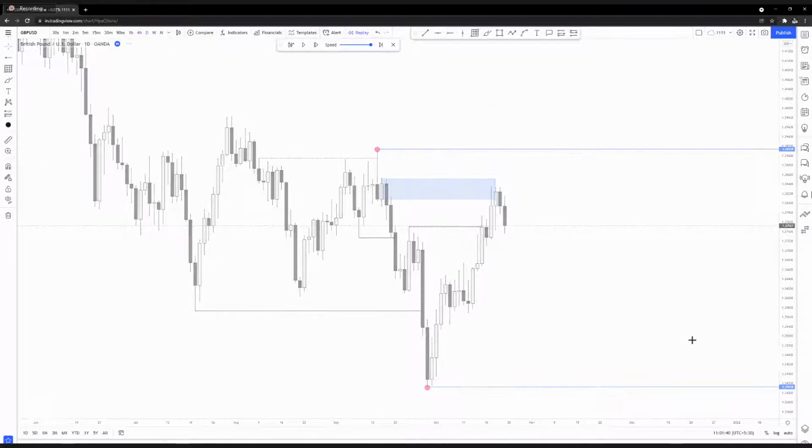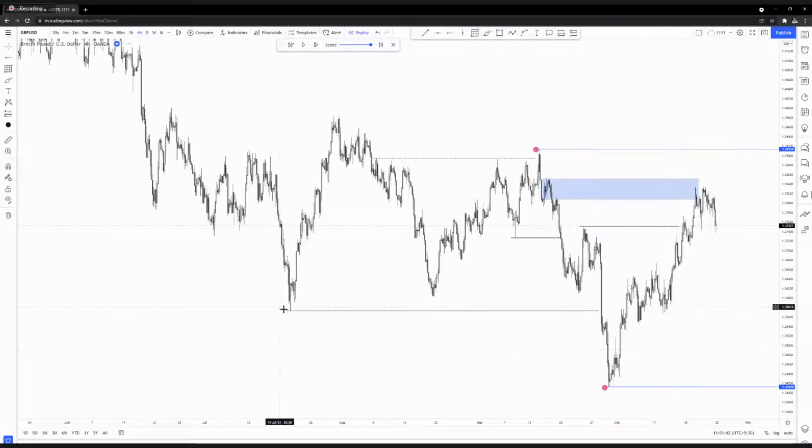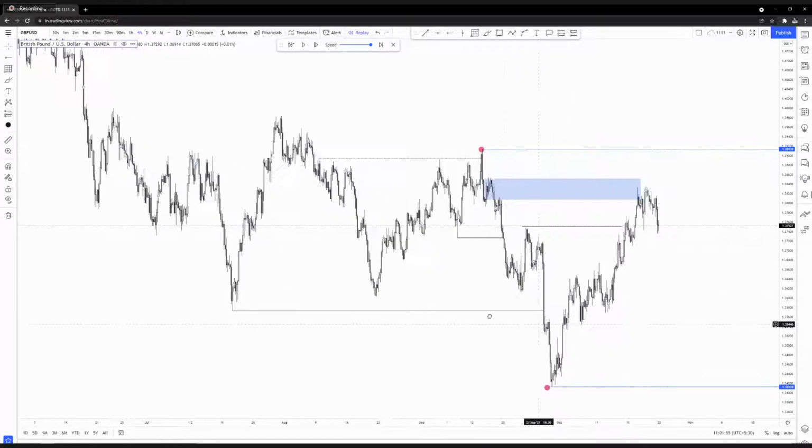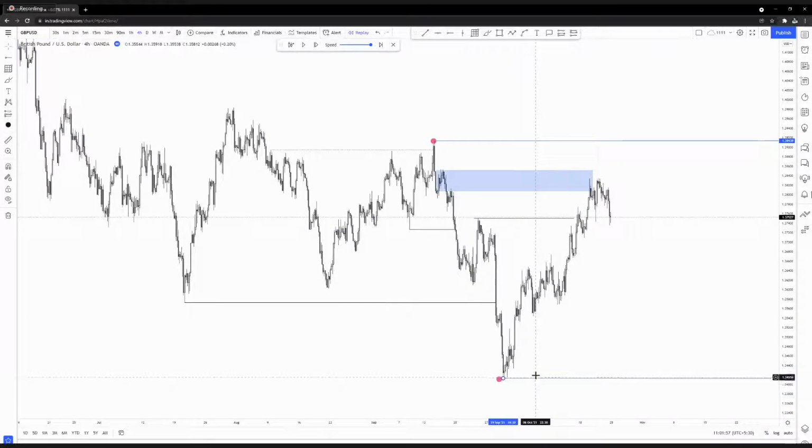Then I'll go to the 4 hour. I have all of this marked. Let me mark this out properly. We have a strong high here. Another one here.